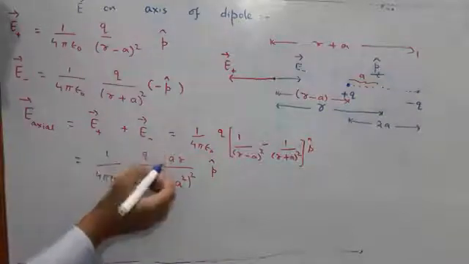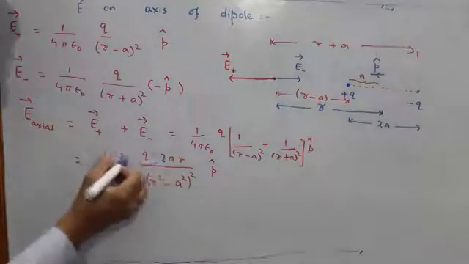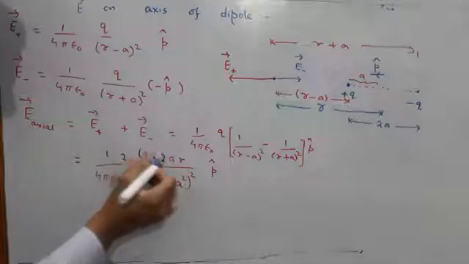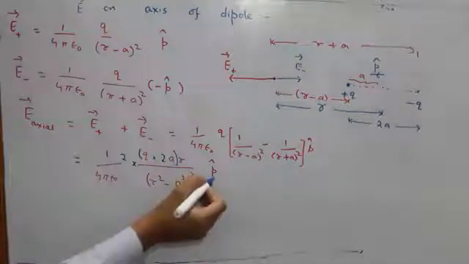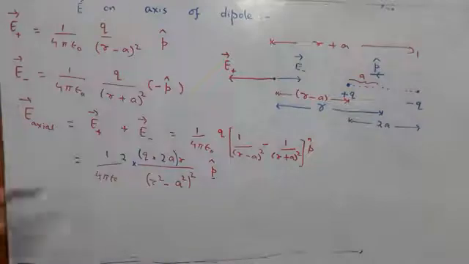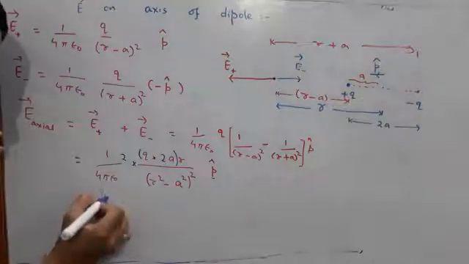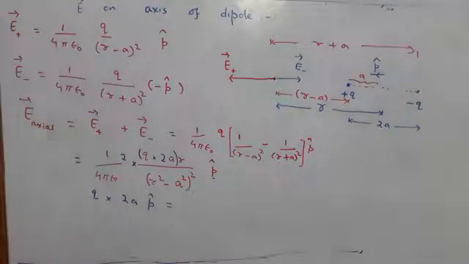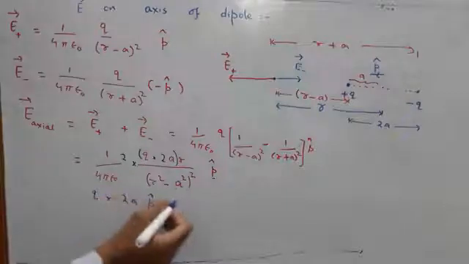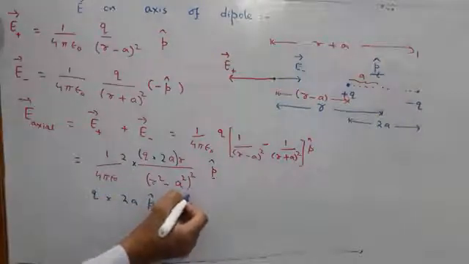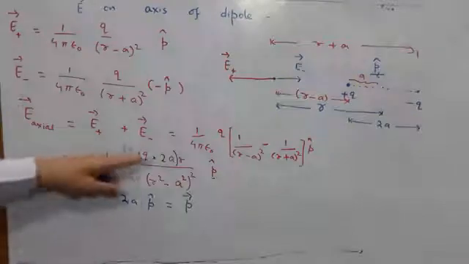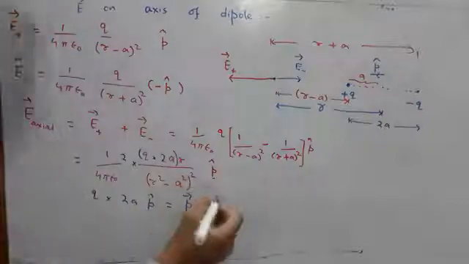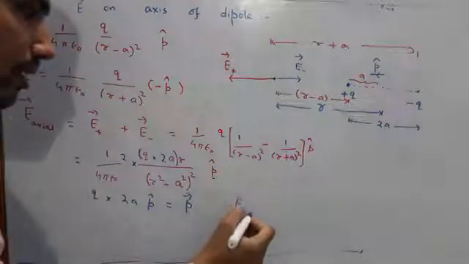This 4 I can write as 2 into 2. Then you see this term q into 2a and p cap. So I'll put q into 2a and p cap. If you remember, this is the definition for dipole moment vector, which we will write as p vector. I can replace this q into 2a and p cap with p vector, that is the dipole moment, and therefore our E axial will become how much?